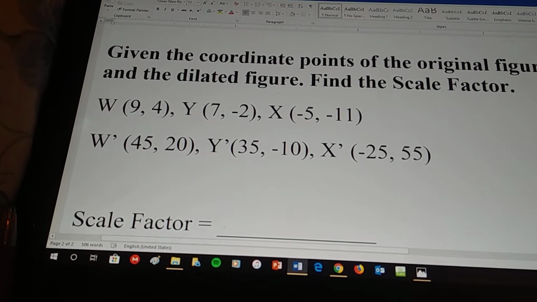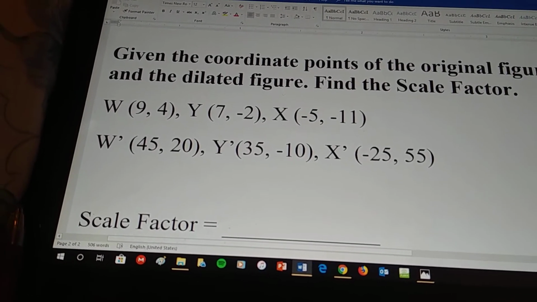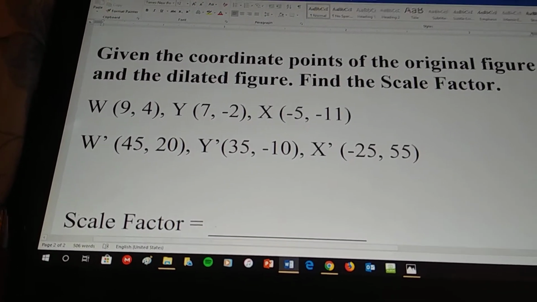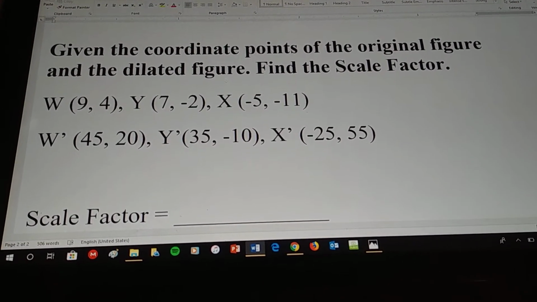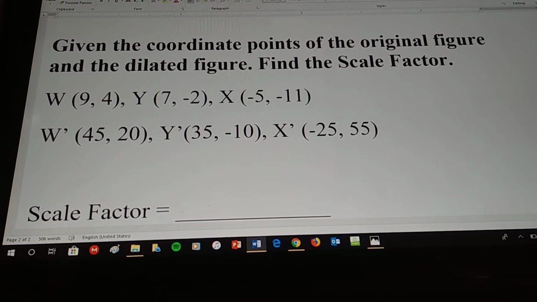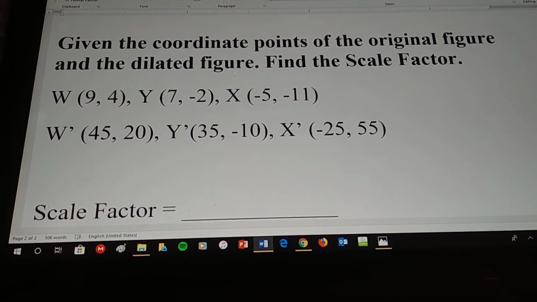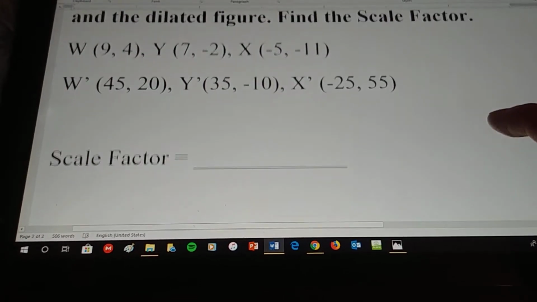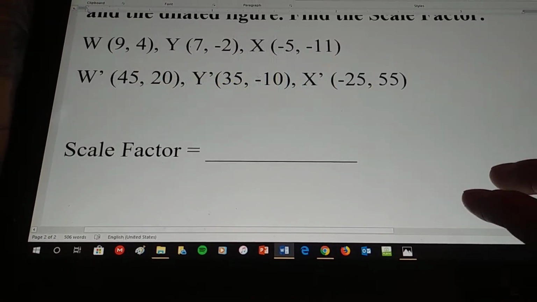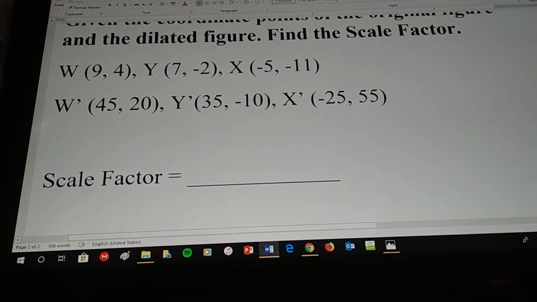Then we have: given the coordinate points of the original figure and the dilated figure, find the scale factor. Again, I already made an example in this video of how to identify the scale factor just given the vertices. Again, what do you multiply by to get, and so on. And that's pretty much it.